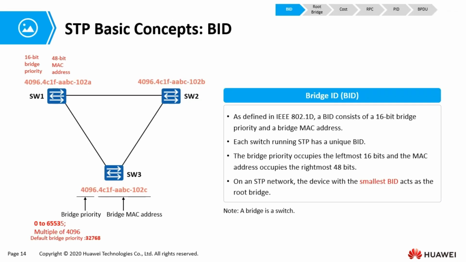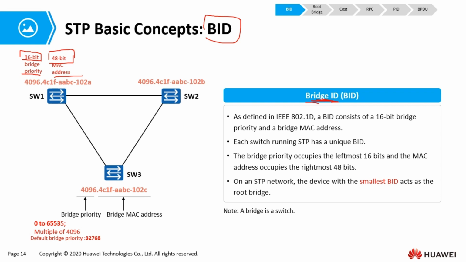The first concept that you need to know is the BID. BID, we call it the bridge ID, bridge identity. The bridge identity is 64 bits in total. It includes 16 bits for the bridge priority and 48 bits for the MAC address. This question has been asked in past year questions: how many bits is the BID? So remember the BID consists of the bridge priority and the MAC address. Bridge priority is 16 bits, and the MAC address is 48 bits.